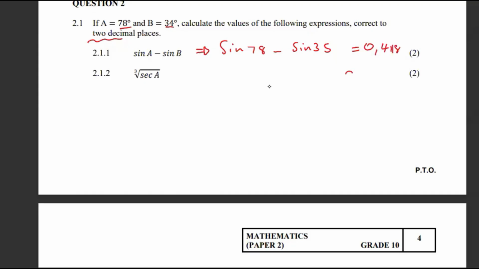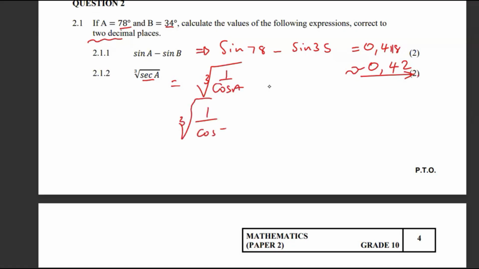0.418, which is approximately 0.42. Okay. So that becomes our answer for the first part. So we give you 1 mark for the substitution and then another mark for the answer. Then we know that sec is the reciprocal of cos. Okay, so this would be the same as the cube root of 1 over cos of A. So meaning that's the cube root of 1 over cos of 78. So punch that into your calculator and let's see what we end up with.